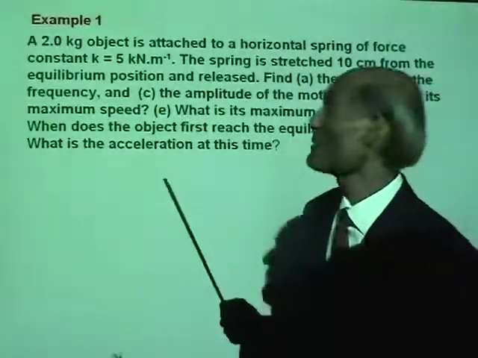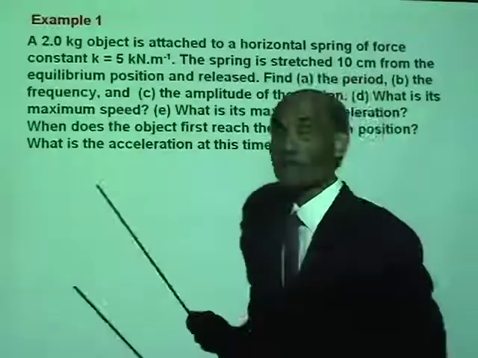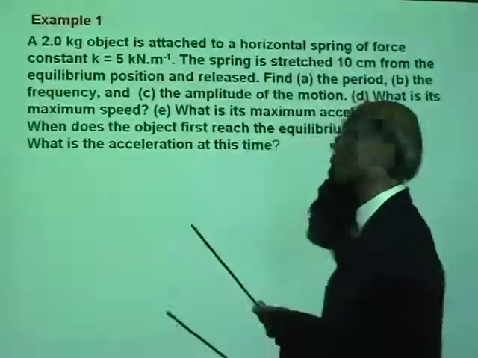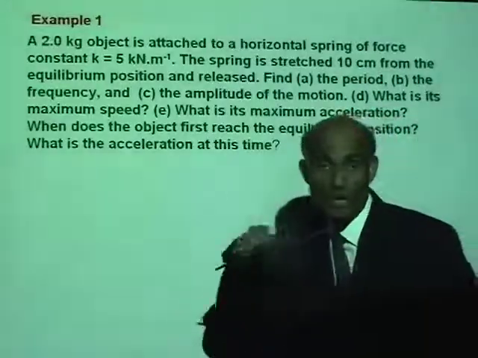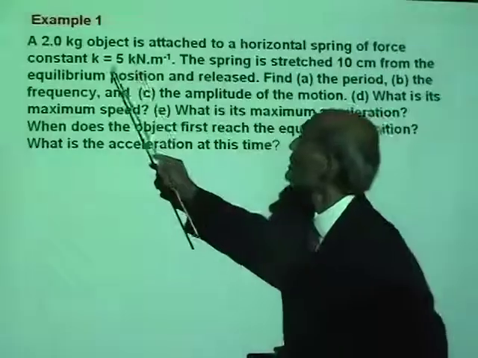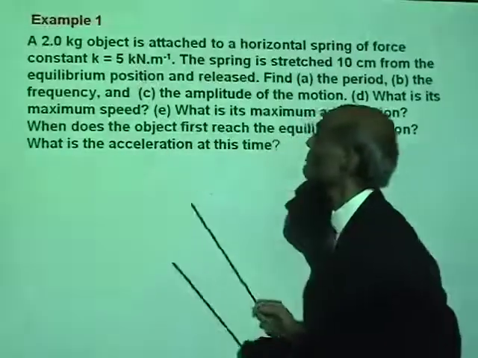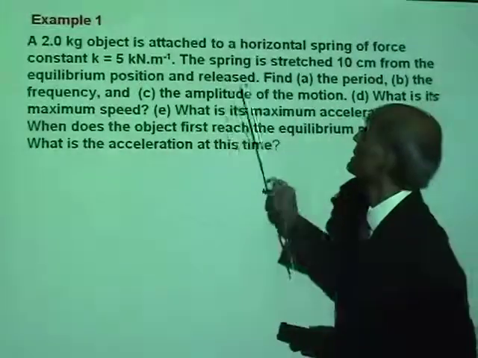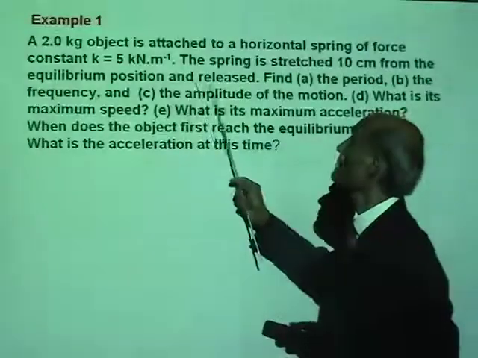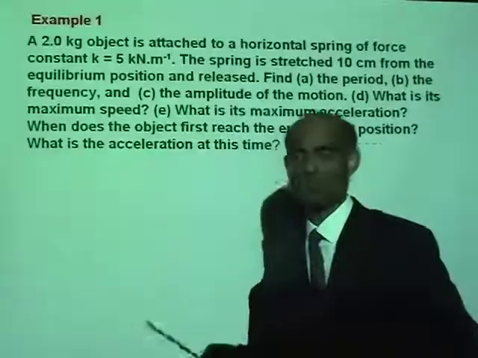Alright, let's do example 1. A 2 kilogram object is attached to a horizontal spring. So this time the spring oscillates horizontally. The spring constant k equals 5 Newton per meter. The spring is stretched 10 centimeter from the equilibrium position and released.